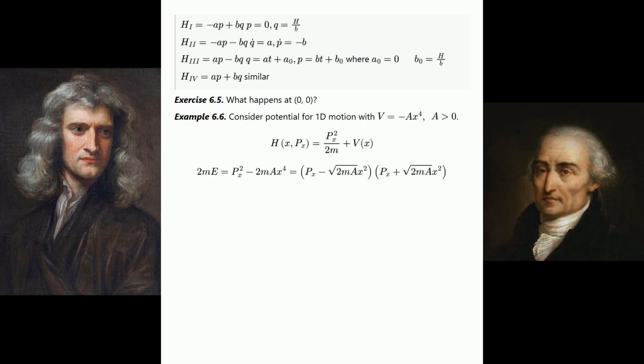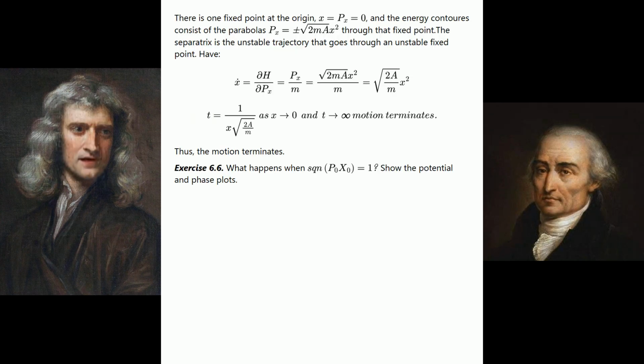Example 6.6. Consider the potential for 1D motion with V equals negative a x⁴, a greater than 0. See the next equation. There is one fixed point at the origin, x equals p_x equals 0, and the energy contours consist of the parabolas p_x equals plus or minus the square root of 2m a x² through that fixed point. The separatrix is the unstable trajectory that goes through an unstable fixed point. See the equation shown. Thus, the motion terminates.